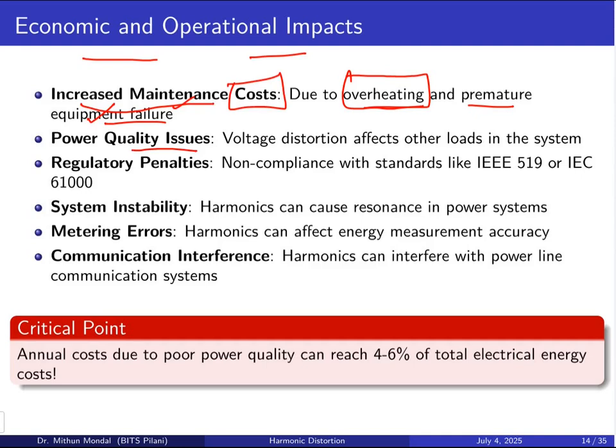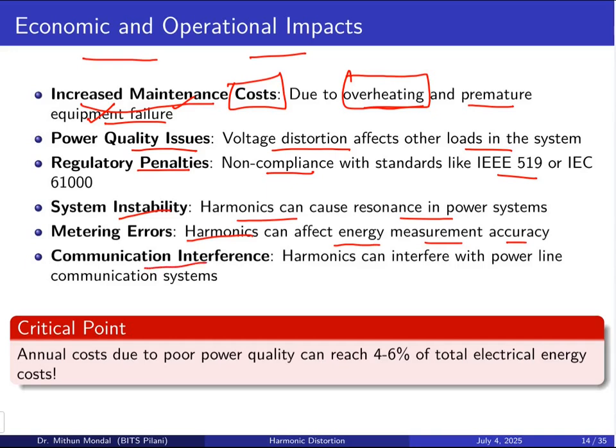Power quality issues: you will have voltage distortion affecting other loads in the system. There will be penalties associated with regulation, because if the system does not comply with the standards given by IEEE or IEC, then penalties will be imposed. The system can go into instability, because the harmonics can cause resonance in the power system, and the harmonics also affect the energy measurement accuracy. So when we measure the energy, if harmonics are present, it will not be measured with certainty.